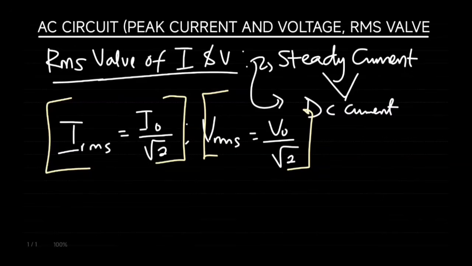And there are problems which we will solve using the peak current and the RMS value of current in AC circuit and voltage. Example 1. Calculate the peak voltage of the main supply of 240 VRMS in volts. Let's write down the question.